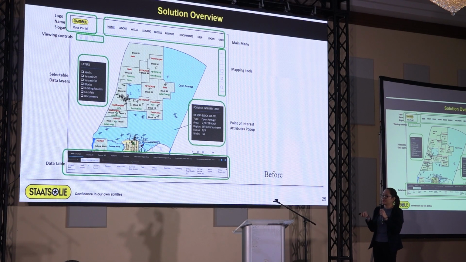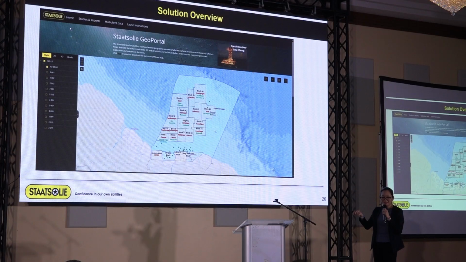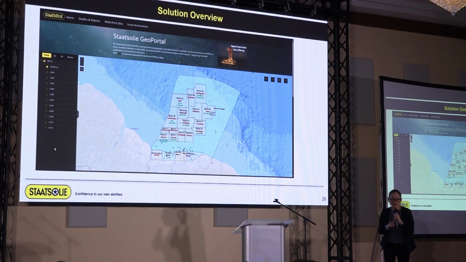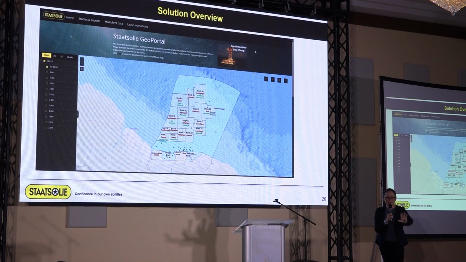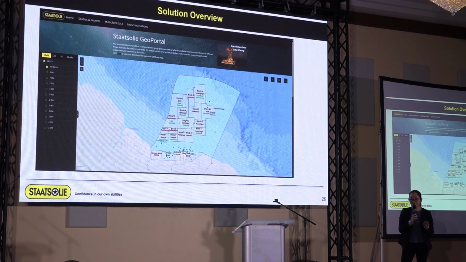But now I will present to you how it now looks. This is a video. I will quickly guide you through it. So then we have at the top the menu items. We have a header with the portal name, the purpose of the geoportal. And then we have the interactive map.